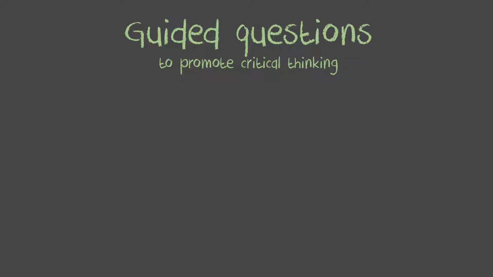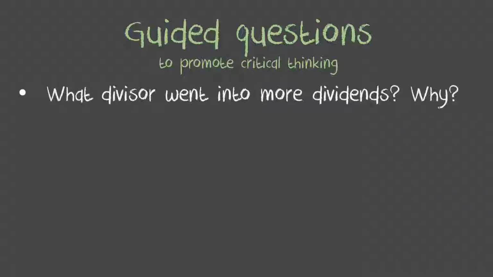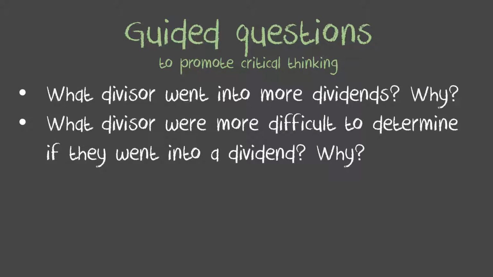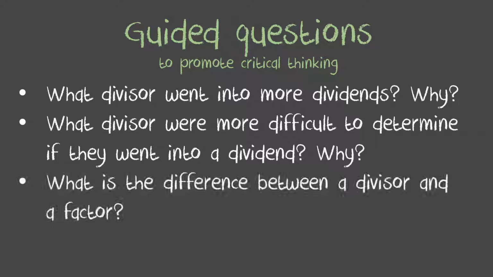Some guided questions to promote critical thinking: What divisor went into more dividends and why? Which divisors were more difficult to determine if they went into the dividend and why? And is there a difference between the divisor and a factor? They could just have those questions given to them. Enjoy.